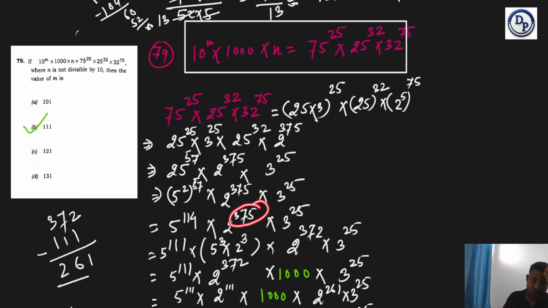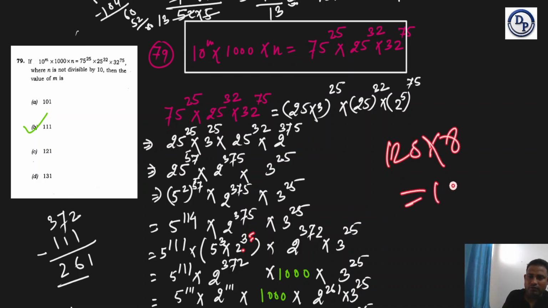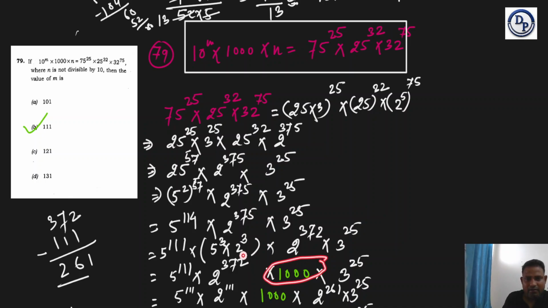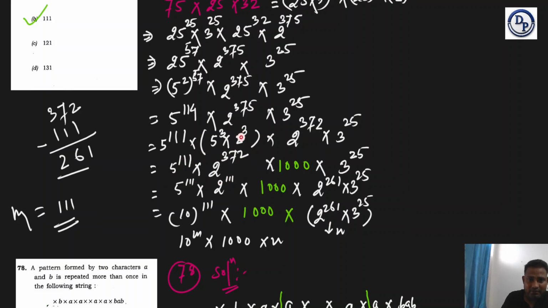Again, I have to make 1000 here. In between there is 1000, so I take 5 to the power 3 from it. That is 125, and 2 to the power 3 is 8. So 125 into 8 gives us 1000. So I got this 1000 here. Now I took this 375 here and all the numbers left here already, because 375 minus 3 gives us 372.